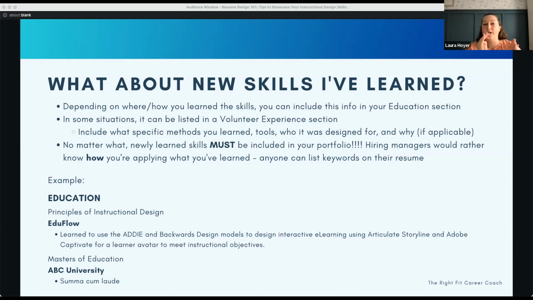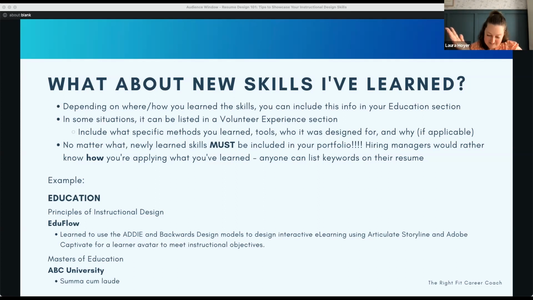And we'll talk about this a little bit more, especially when it comes to your portfolio, but the hiring manager wants to know that you understand the why behind your decisions. So for example, if you went through a course and they gave you a learner avatar and said, hey, they need to learn X, Y, and Z, that's important information that the hiring team needs to know. Whereas if you designed something just to design something, that's not necessarily relevant, but you do still want to be able to talk about who it was designed for and why you chose those tools. And I'll reiterate that again in a second. But no matter what, newly learned skills must be included in your portfolio.